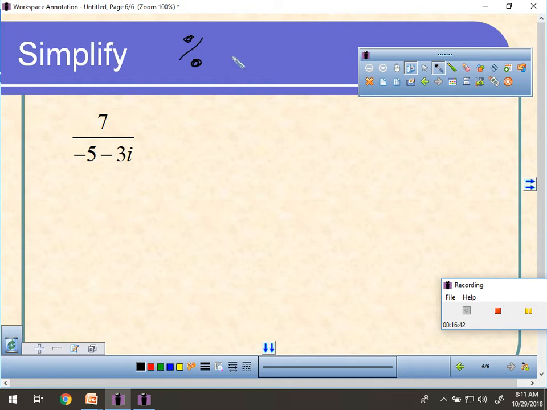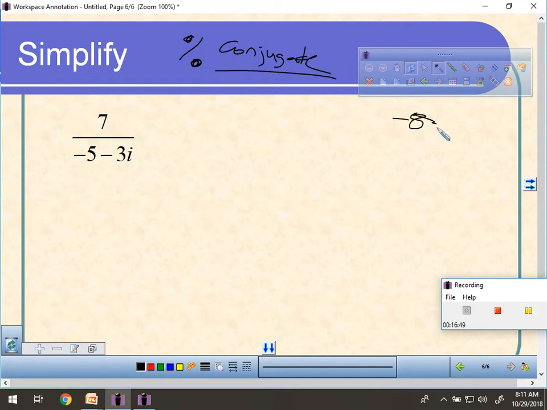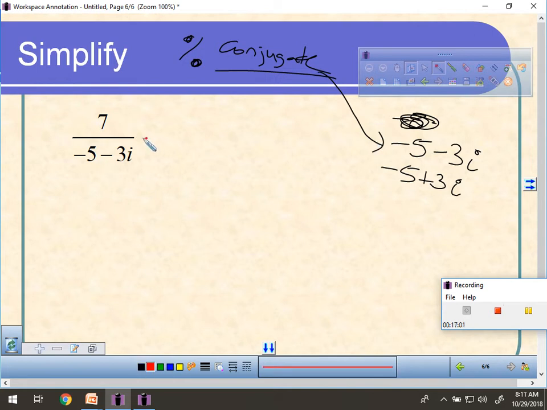So the main word you had to remember for this was the word conjugate. The conjugate of negative 5 minus 3i would be negative 5 plus 3i. So just remember that. That's the word conjugate right there. And so when I see this problem, what I'm going to do is multiply by the conjugate, which will be negative 5 plus 3i.